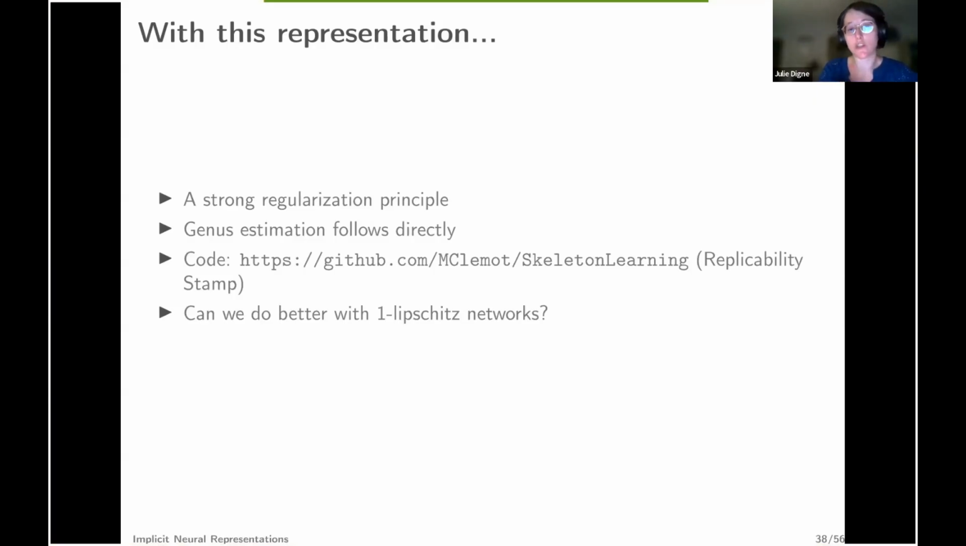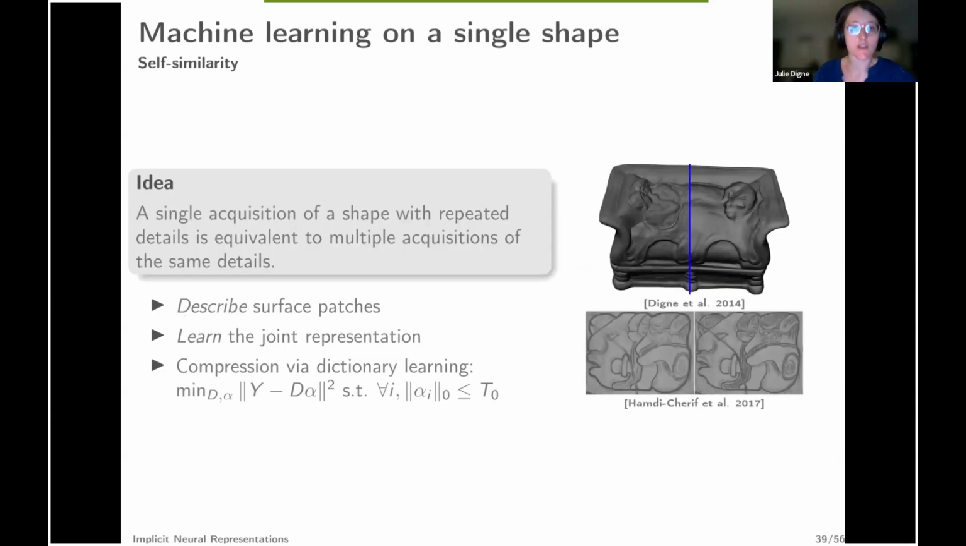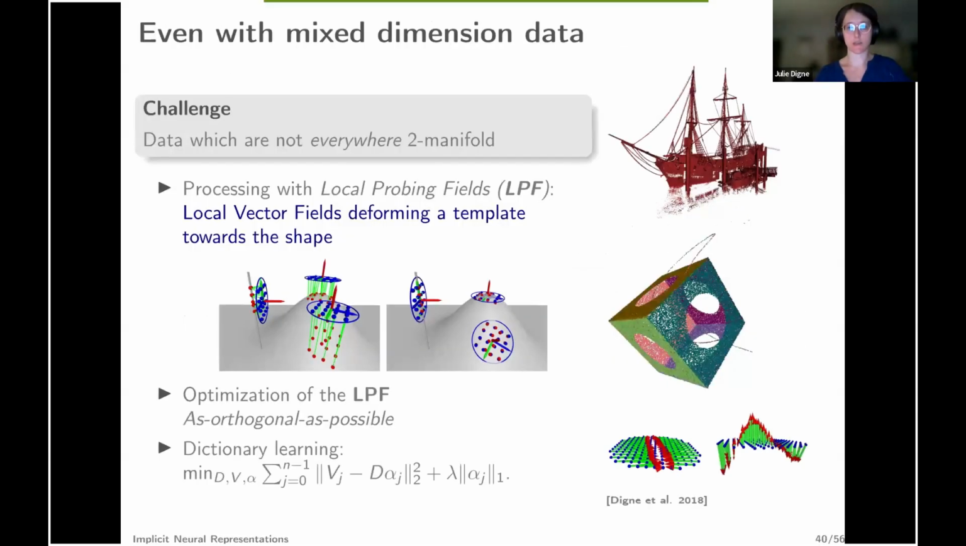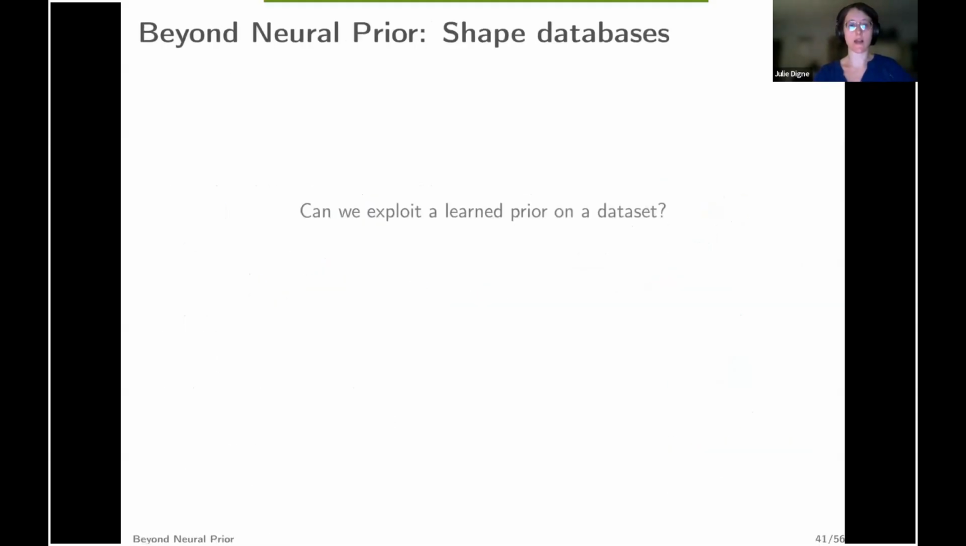And of course, the question that we'd like to investigate, or maybe if we have time, we will investigate, is can we do better with one Lipschitz networks, which are networks which ensure that the norm of the gradient is exactly one. And I think there are some things to do there, might be not as efficient, but I think there probably is something interesting to do. Okay, so let me just skip that because I won't have time to talk about that.